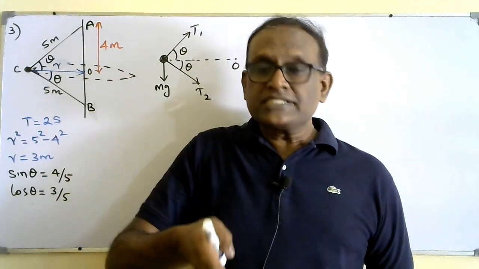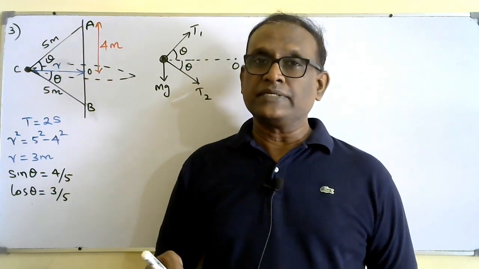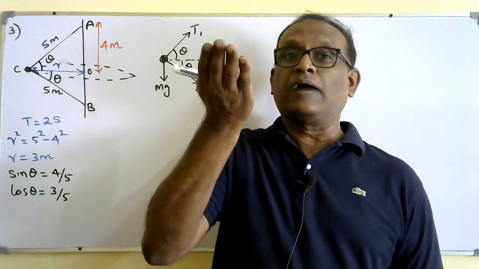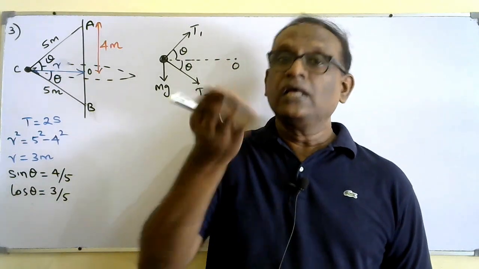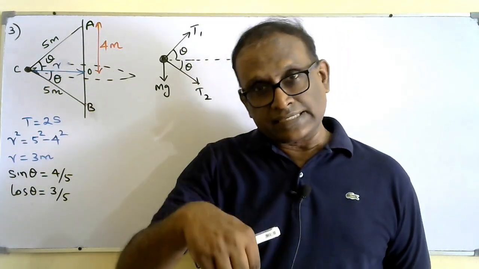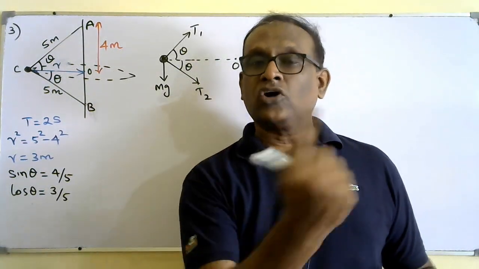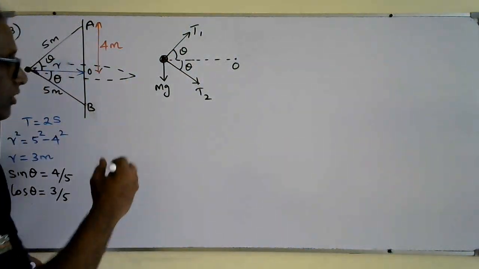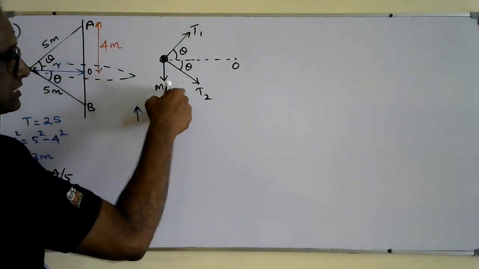So according to Newton's first law, the resultant vertical force must be 0. Otherwise, there will be an acceleration upward if there is a resultant force up, or if there is a resultant force down, there will be acceleration down. Nothing is happening because it's moving on a horizontal circle. So therefore, the vertical component of the forces must be equal to 0.